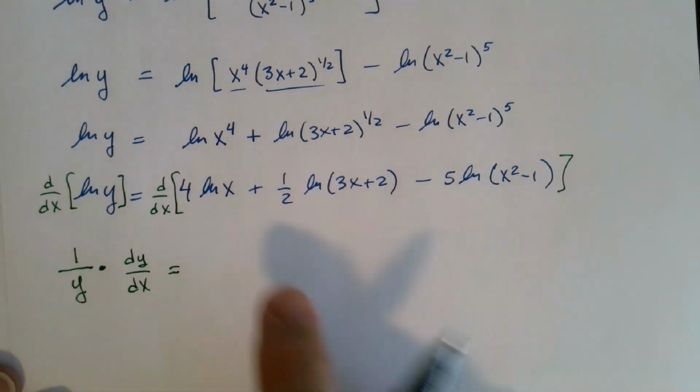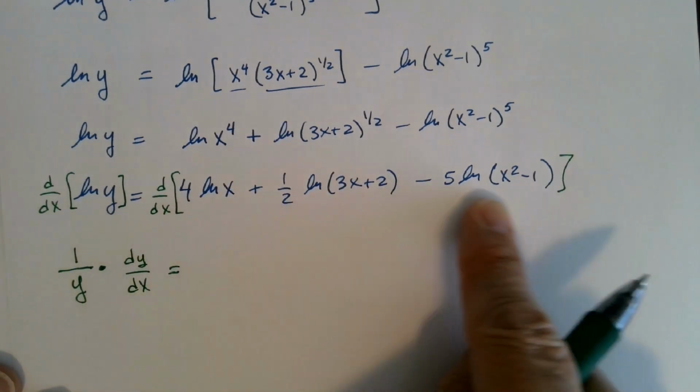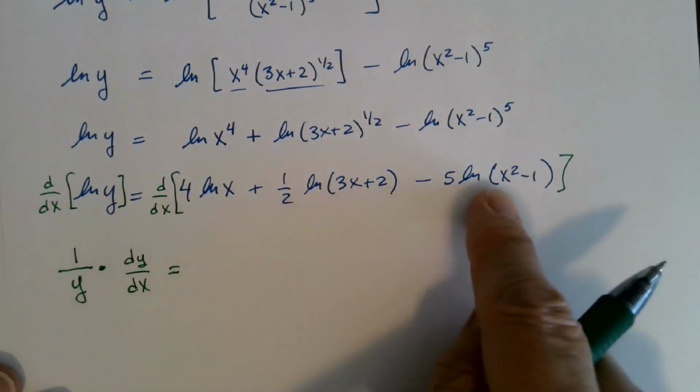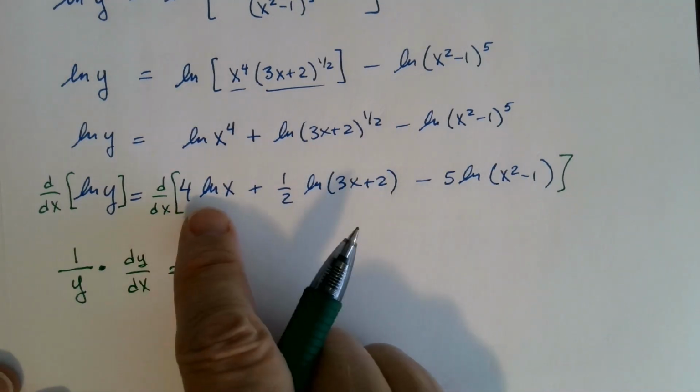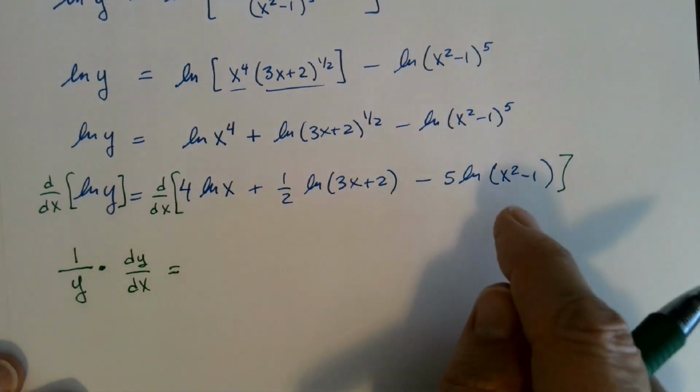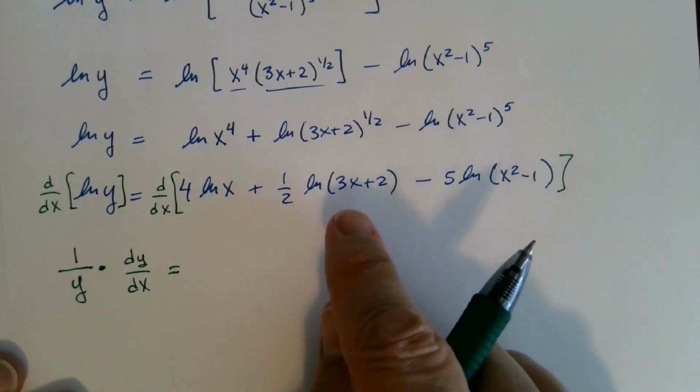Now, over here, all I have is x, right? Stuff involving x, no y. So we just straight up take the derivative. Now, what do I have? I don't have any quotient rule. I don't have any product rule. I do have some little chain rules. Okay, and we'll see that.